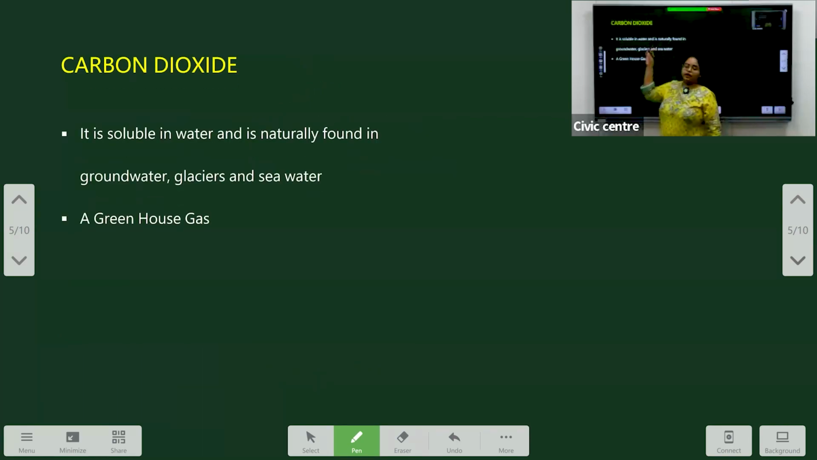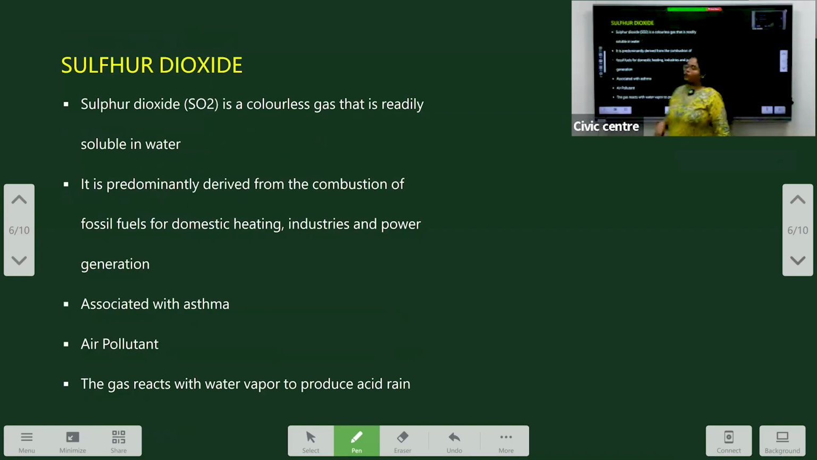Now, we are aware that carbon dioxide is soluble in water and hence is naturally found in glaciers, in groundwater and seawater. And from the exam point of view, it is important to know that it is a greenhouse gas. Moving on, let's talk about sulfur dioxide. Sulfur dioxide is a colorless gas and is readily soluble in water.